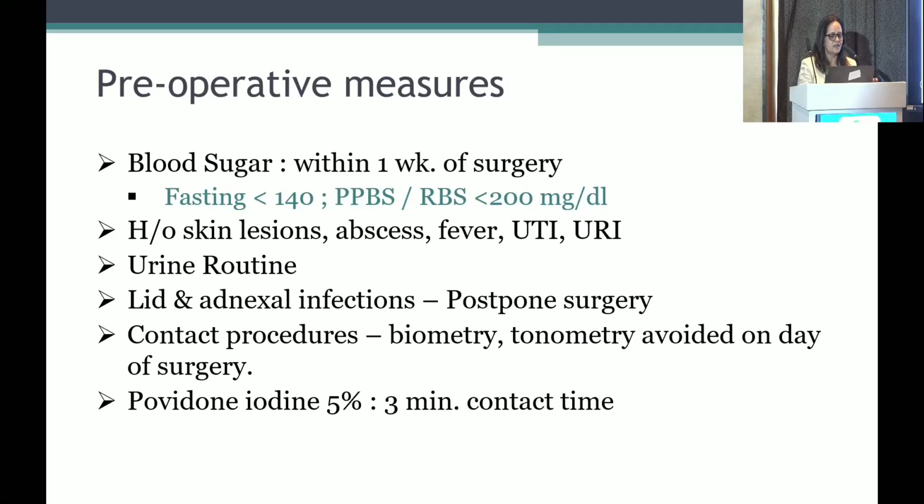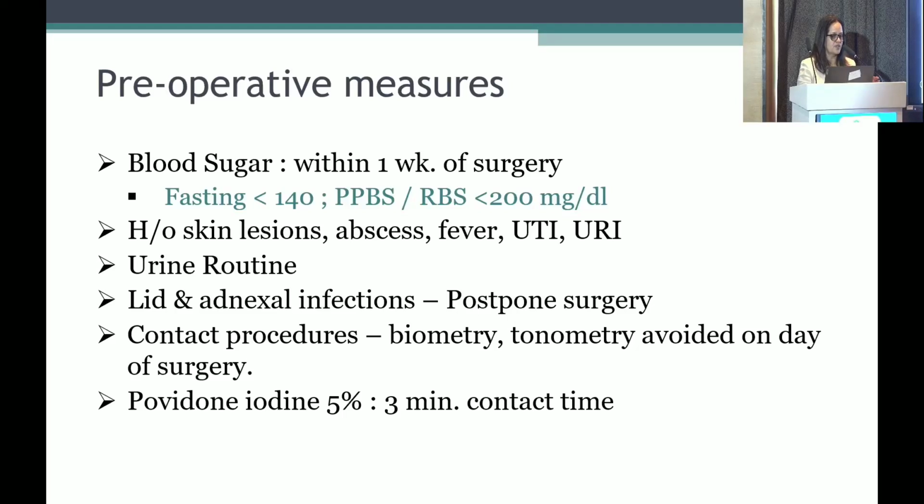Some centers would have a physician assessing the patient, but if you don't have that, sometimes it sounds very simple, but take a history of skin lesions or any abscess, because the patient might not think it's important to share that, yet it can be catastrophic in some cases. So abscess, fever, UTI, URI, have a routine urine examination done. Lids and adnexal infections, if you have, treat them first and then go in for surgery.